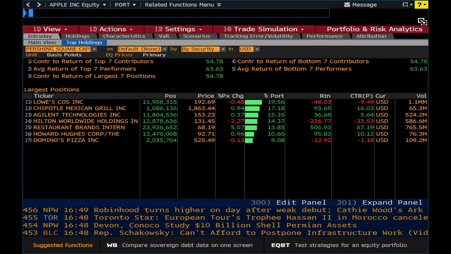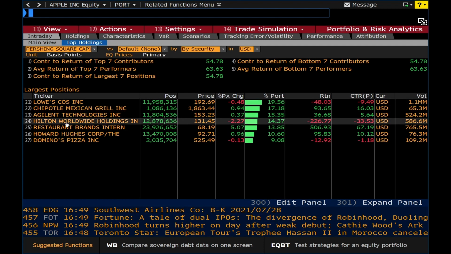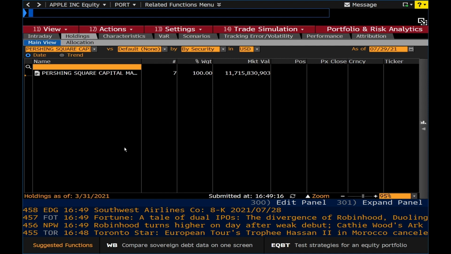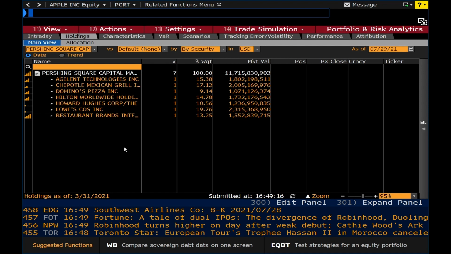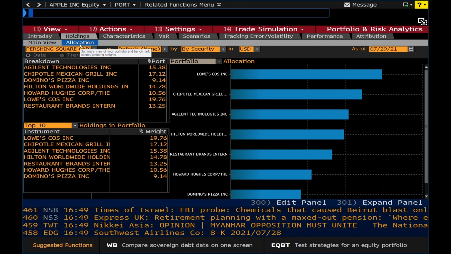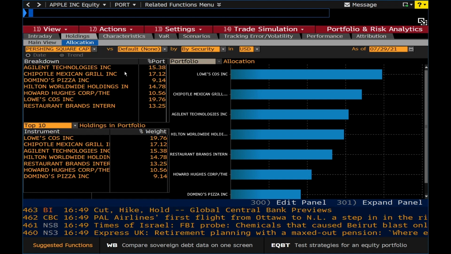If I go to top holdings here, this will show us our allocations of these positions, a pretty huge position in Lowe's, and so forth. Now, I'm not going to make commentary on each and every section here. Again, I did mention that I want to get through this quite quickly, so we'll click through.